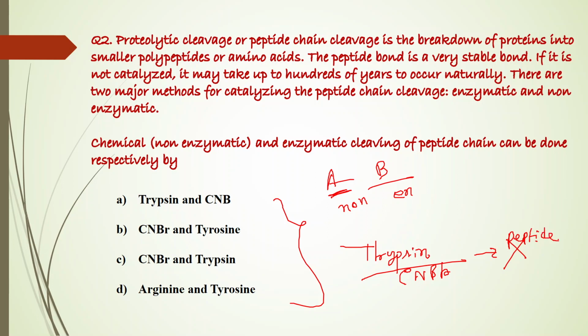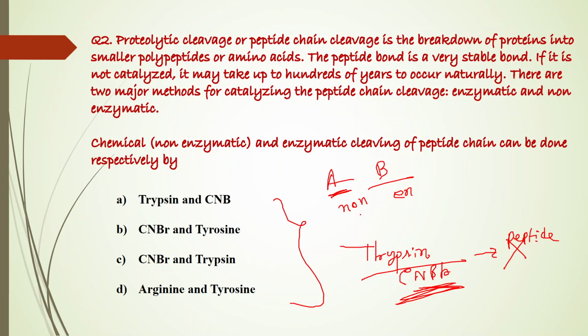This is their role. Tyrosine and arginine are amino acids. They cannot break peptide bonds, obviously. CNBr is the reagent that can break the peptide bonds. Now, out of them, you obviously know CNBr is not an enzyme. It is an organic molecule. So the cleavage by CNBr will be regarded as a non-enzymatic or chemical pathway.